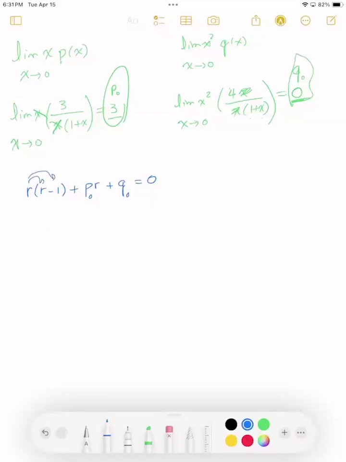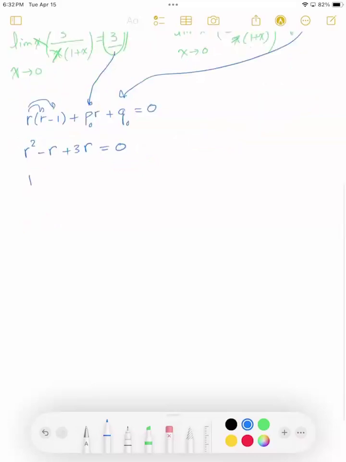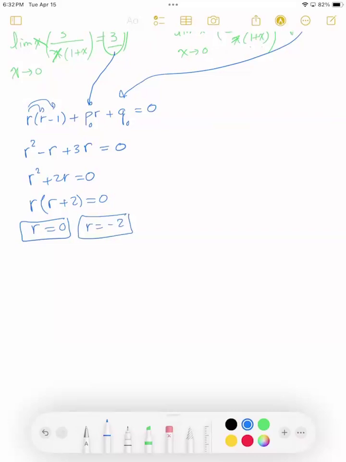I'm just going to distribute. I get r squared minus r. p0 is 3, so 3r goes here. q0 is 0, so we put 0 here. And then I get r squared plus 2r equals 0. We factor out the r. We get r times (r plus 2) equals 0. So either r is 0 or r is negative 2. So then you say the exponents of the differential equation at x equals 0 are these.